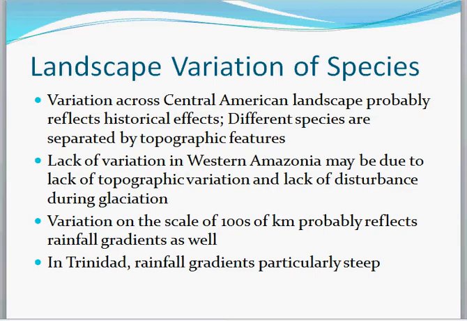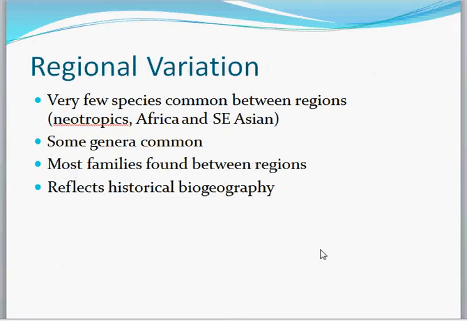Sorry about that. Alright, let's just talk a little bit about, well, last slide, a little bit about regional variation or gamma species diversity. Okay, there are very few species common between the different tropical regions, very few species common. So the Neotropics has its own species, Africa has its own species, and Southeast Asia has its own species. Africa and Southeast Asia, because they have more consistently been joined by land, tend to have more species in common than the Neotropics and the other two.